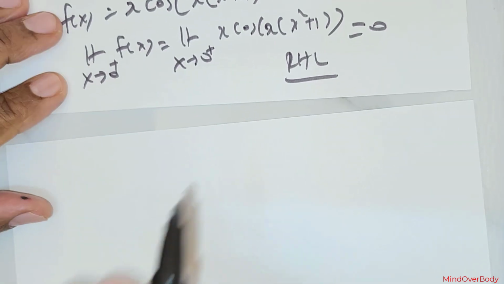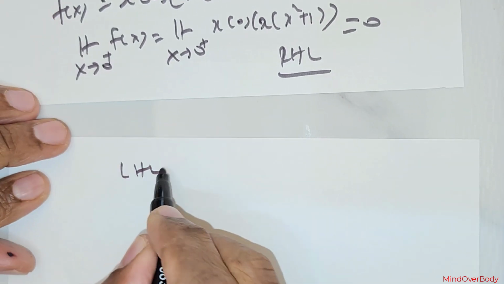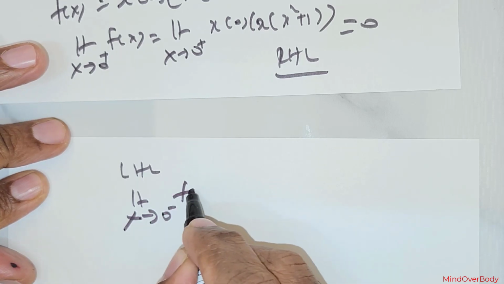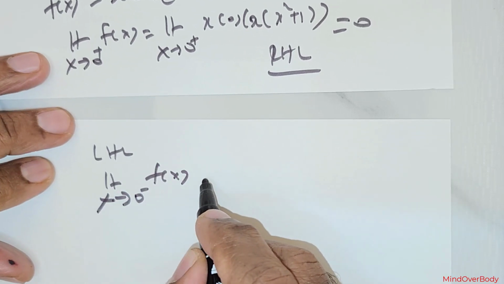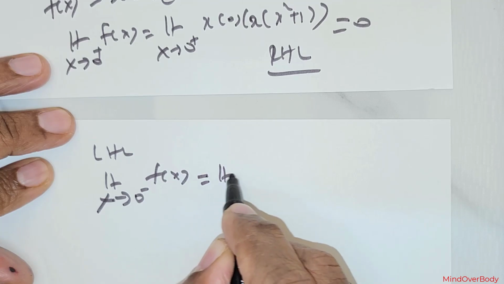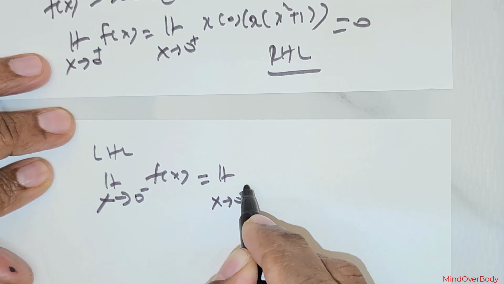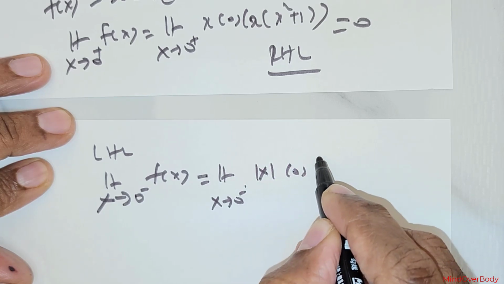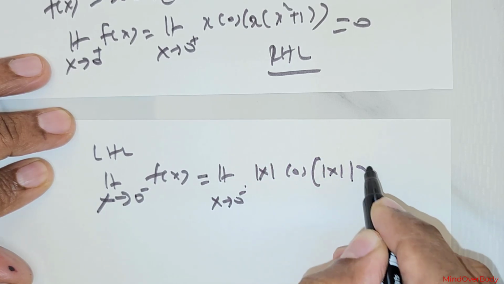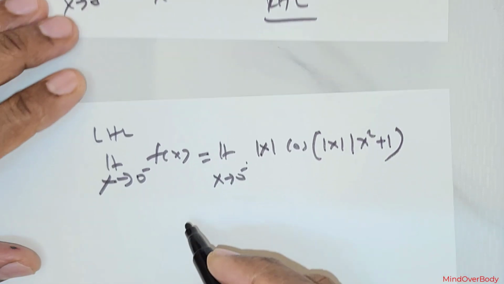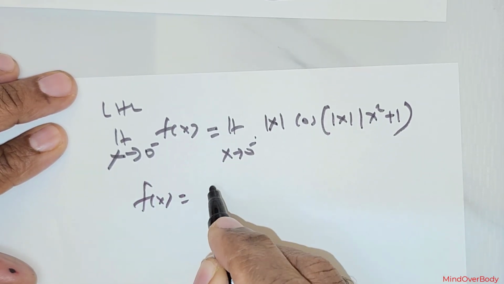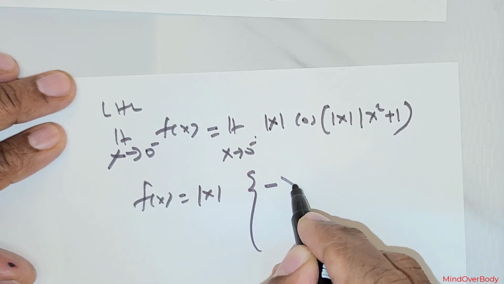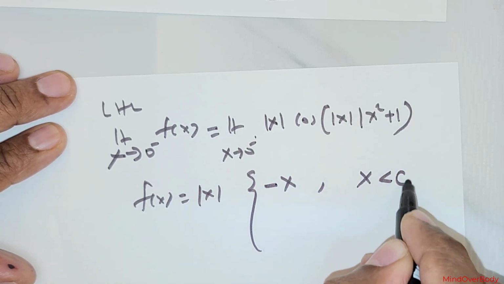So what is the next part? This is the left hand limit. So we are actually finding x tending towards 0 negative of the function. So this is going to be equal to limit x tending to 0 minus, the function is given to be modulus of x times cos of modulus of x times x squared plus 1. Now let me define this function. F of x is equal to modulus of x. Now this will take negative x for all values of x less than 0.